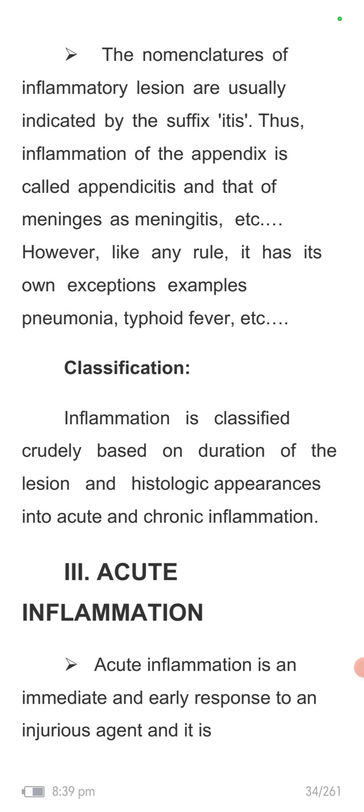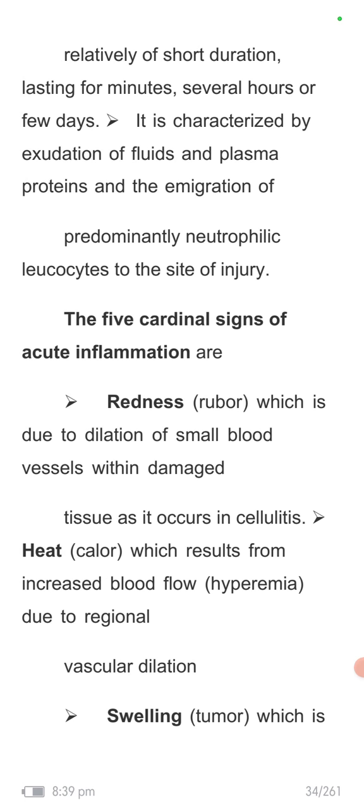Classification. Inflammation is classified purely based on the duration of a lesion and the histologic appearances into acute and chronic inflammation. Acute inflammation. This is an immediate and early response to the injurious agent and it is relatively of short duration, lasting for minutes, several hours, or a few days.